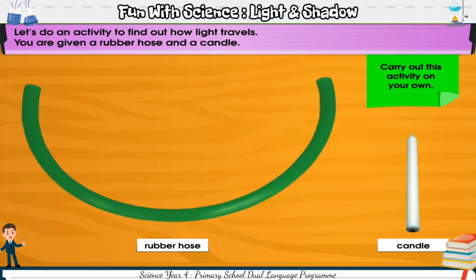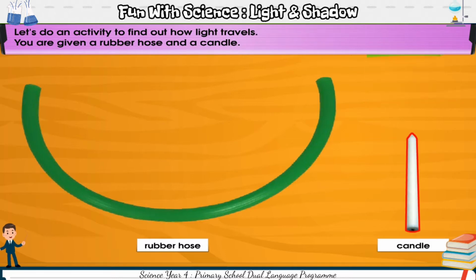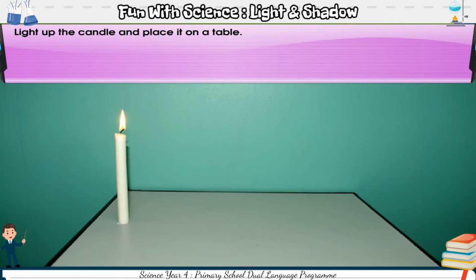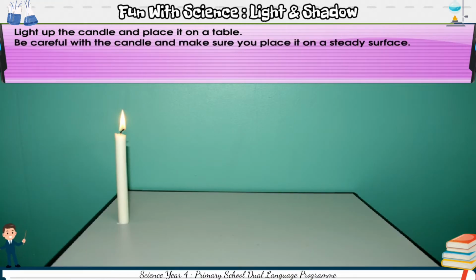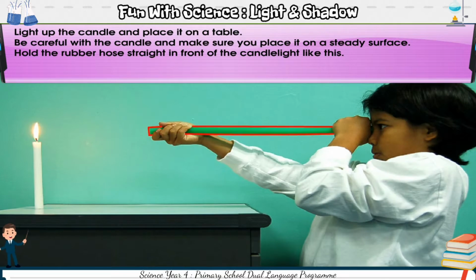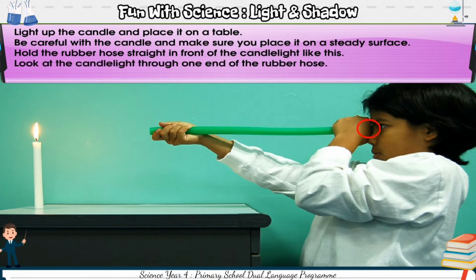You are given a rubber hose and a candle. Light up the candle and place it on a table. Be careful with the candle and make sure you place it on a steady surface. Hold the rubber hose straight in front of the candlelight like this. Look at the candlelight through one end of the rubber hose. Can you see the candlelight?